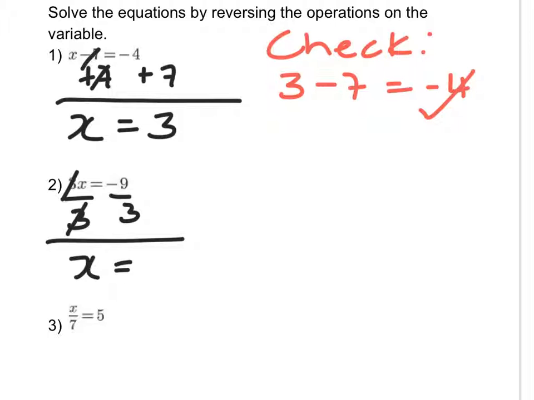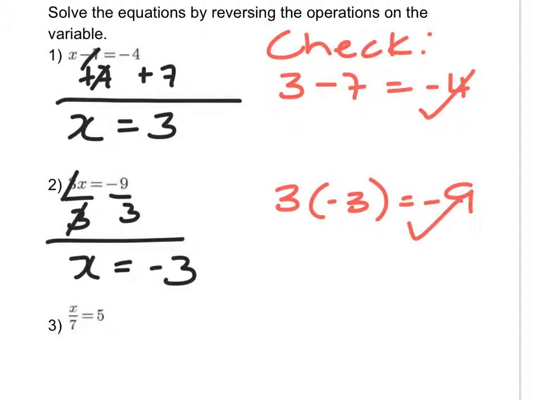Minus 9 divided by 3. Well, it's the same rule as with multiplication. If you divide a negative by a positive, you get a negative. So the answer is minus 3. So I'm going to check it over here. 3 multiplied by minus 3 equals minus 9. Correct. So as you can see, this is pretty easy.